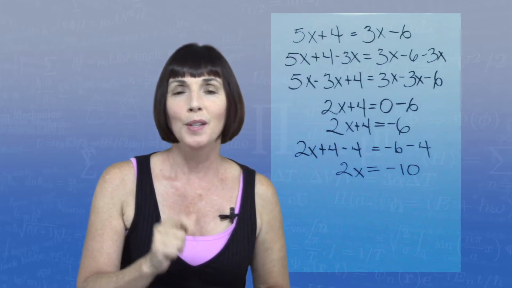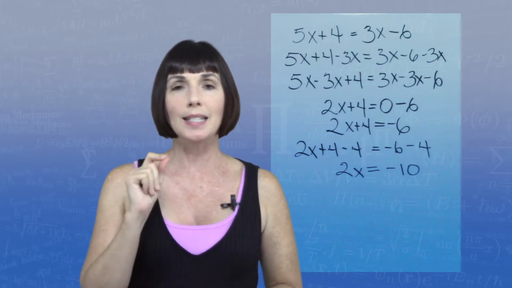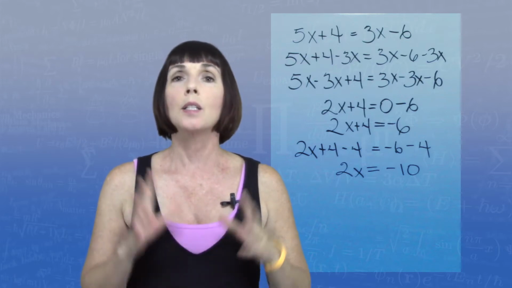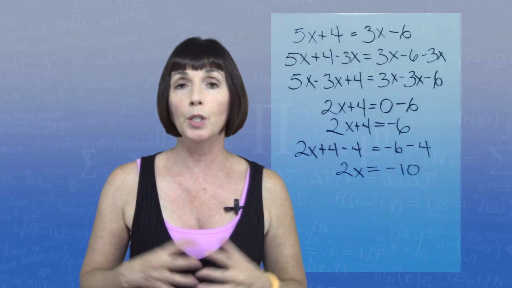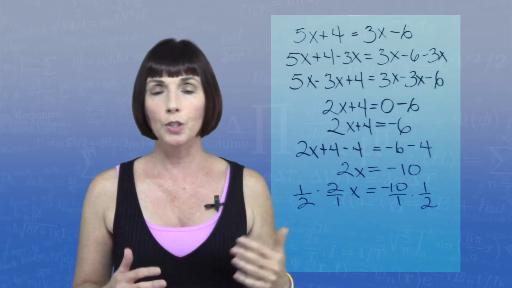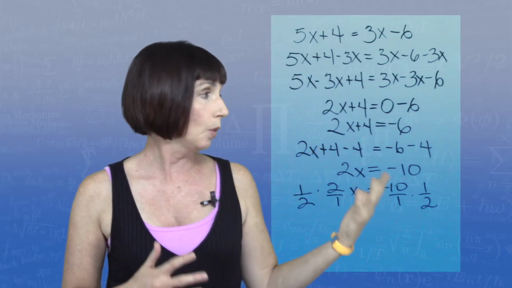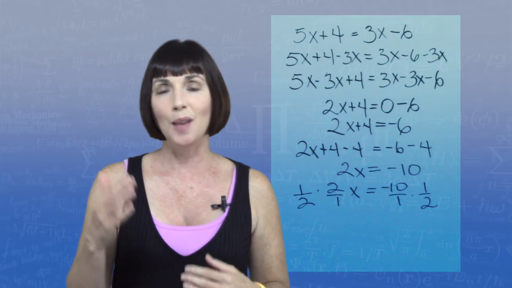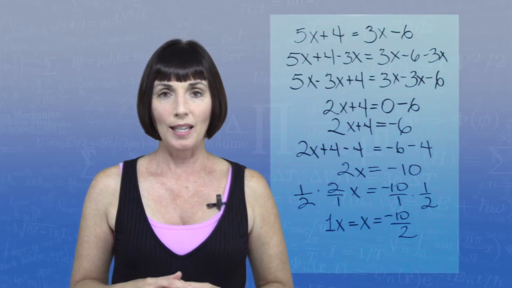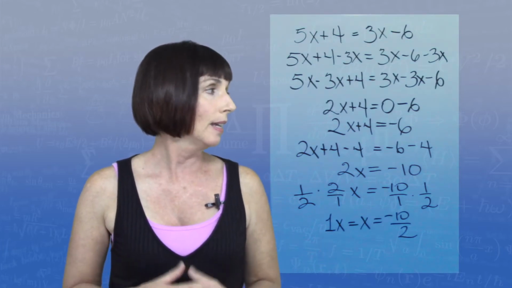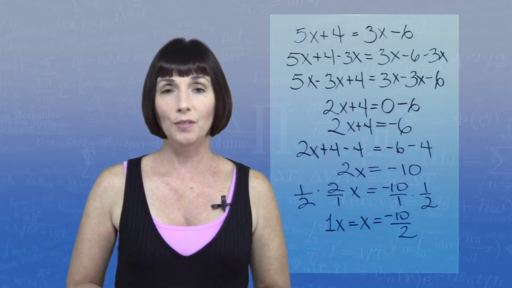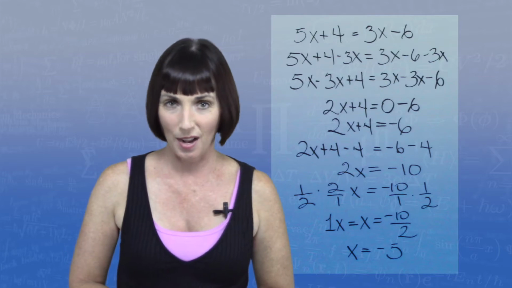We're almost there. We have a coefficient in front of that variable that is a number other than 1. So what is that coefficient? It's 2. Let's multiply both sides of the equation by the reciprocal of 2, which is 1/2. So on the left, we have 1 over 2 times 2 over 1x equals negative 10 over 1 times 1 over 2. Okay, so 1 over 2 times 2 over 1 is just 1. So that gives us 1x, or x, equals negative 10 over 2. Negative 10 divided by 2 is negative 5. So the answer is x equals negative 5.